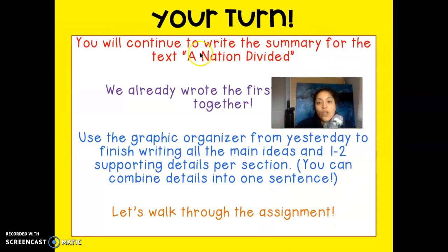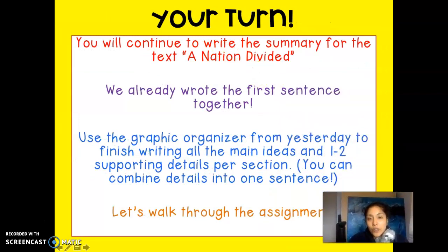Okay. So now it is your turn. You are going to continue to write the summary for the text A Nation Divided. We already wrote the first sentence together, so you're good to go there. You could always go back in the video and remind yourself what it was. You're going to use your graphic organizer from yesterday to finish writing all the main ideas and picking one or two supporting details per section. And like I just said, you can combine details into one sentence if your supporting details are super important. Okay, so let's walk through the assignment.